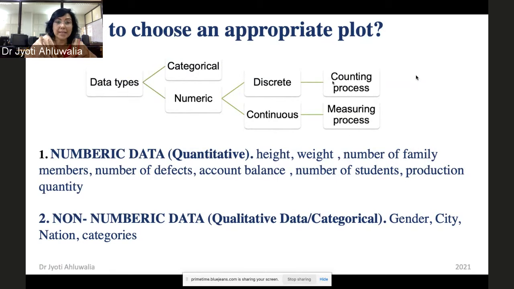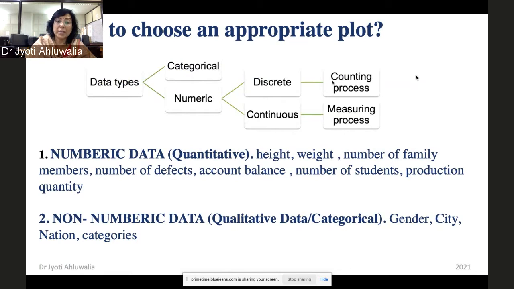Numeric data, also called quantitative data, could be in the form of a height or weight of a person, the number of family members, number of defects in a machine, your account balance, number of students present in the class, production quality in a company, and so on. And non-numeric data, also called qualitative or categorical data, would be information about gender, city, nationalities, and various other categories like medium, large, etc.